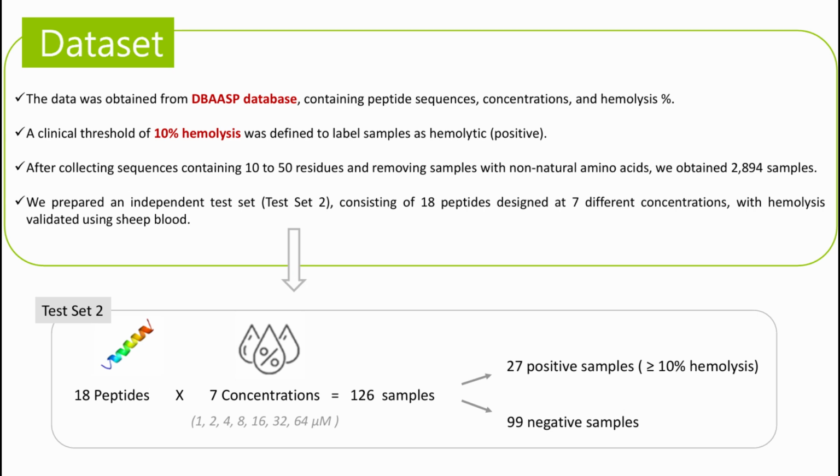We also prepared an independent test set, called Test Set 2, consisting of 18 peptides designed at 7 different concentrations, with hemolysis validated using sheep blood in our wet lab.